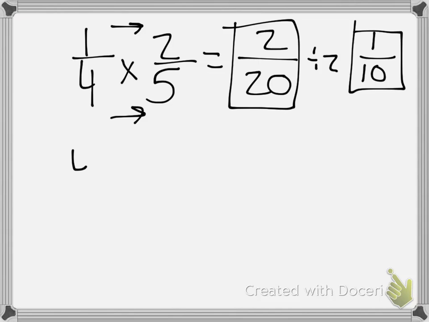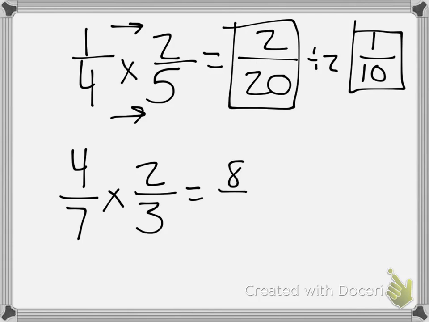Let's go with 4 sevenths times 2/3. Multiply straight across. 4 times 2 gives me 8. 7 times 3 gives me 21. There's nothing that divides evenly into both 8 and 21, so that is my simplest answer.